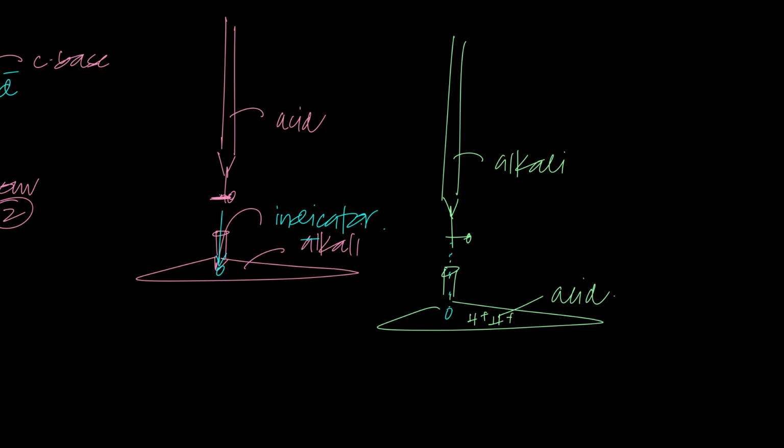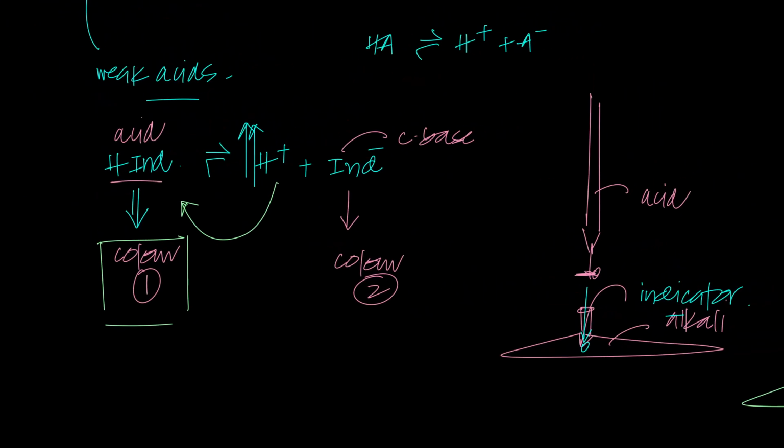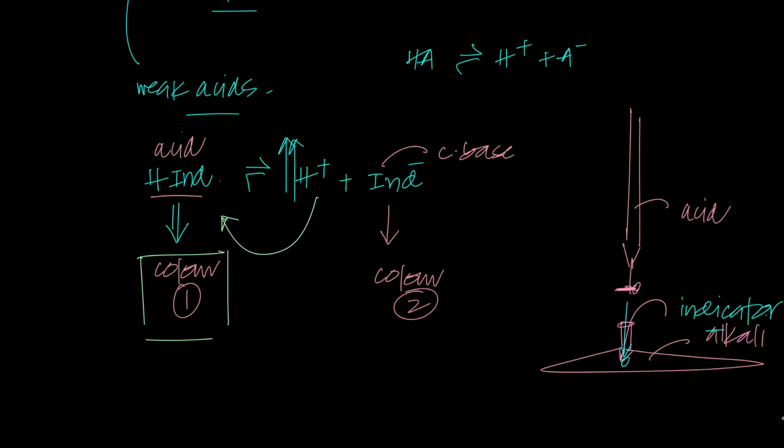Because the moment one excess drop falls inside this conical flask, what's going to happen? The moment one excess drop of OH minus falls, this excess drop of OH minus is going to react with the H plus. Right? And when it reacts with the H plus, it's going to decrease H plus ions, and the system will want to increase the H plus ion. And how does it do that? It does that by shifting the equilibrium to the right hand side. Right? The equilibrium will move in such a manner to minimize this change. It will shift the equilibrium to the right hand side, and therefore you see color 2.